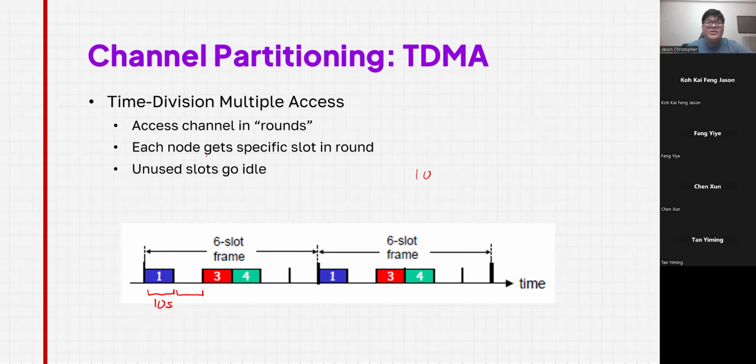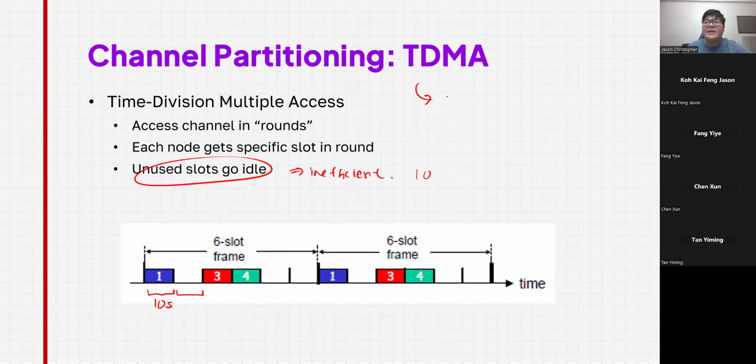So then unused slots will go idle. Thus, this is actually inefficient. The way we compute efficiency is basically, say if you have n nodes, if only one node wants to transmit, logically speaking, this node has to have the full bandwidth, as in there should not be anything that's limiting this node to transmit whenever it wants. Okay, so that is the first type of channel partitioning.